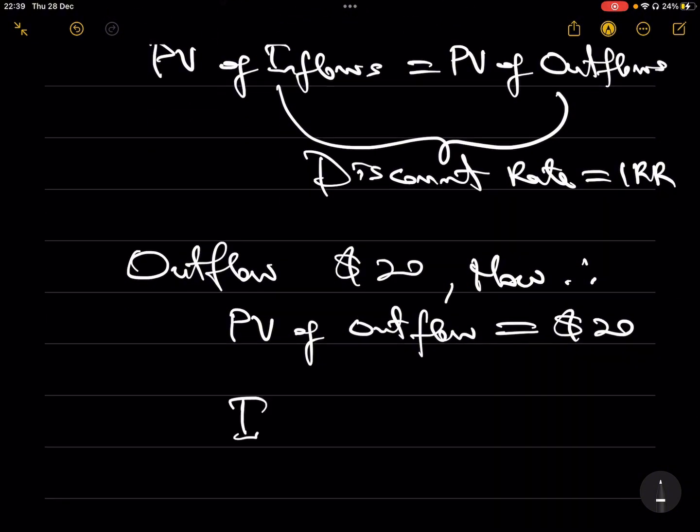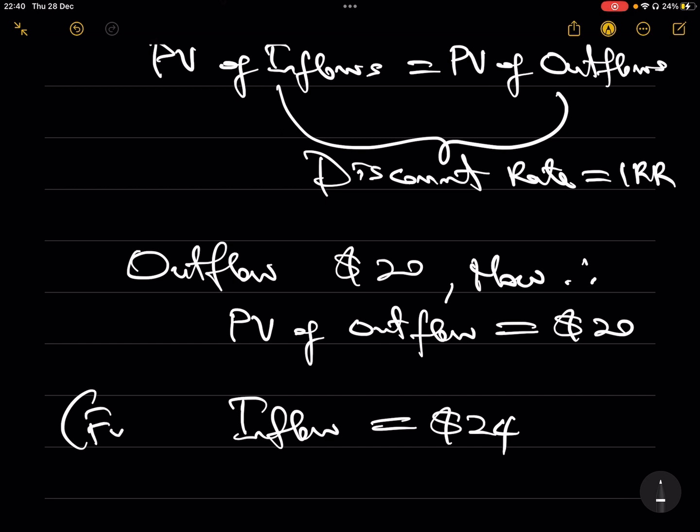But inflow will not come until 2 years' time. So inflow is equals to $24. But this will happen in the future. So which means this 24 is a future value.